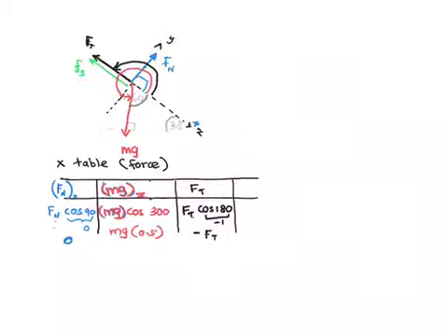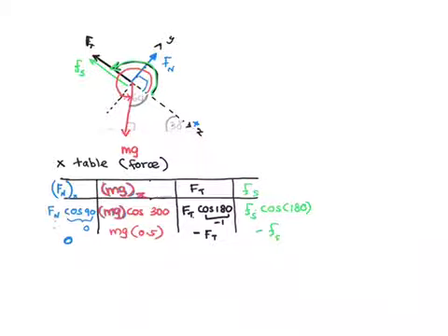And then the last is the static frictional force Fs, and you take the same angle as before. So you have Fs cosine 180. Cosine 180 is negative 1. Fs times negative 1 gives you negative Fs. So here we have all the x component forces.